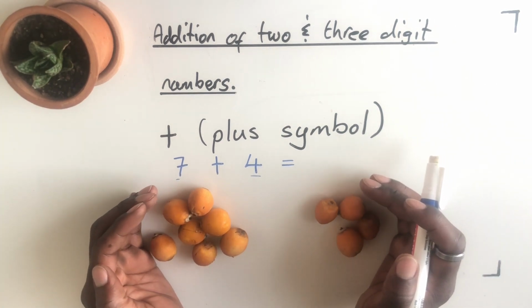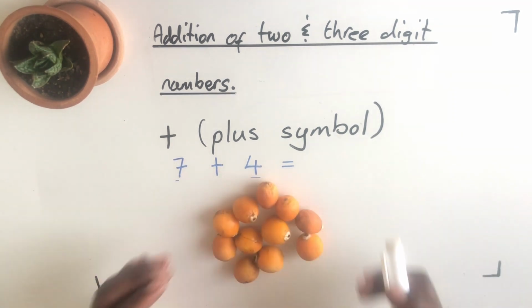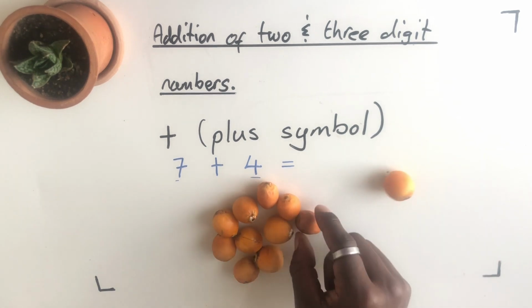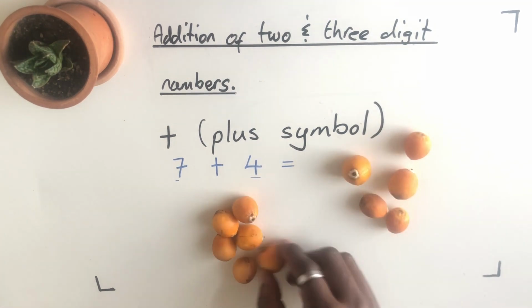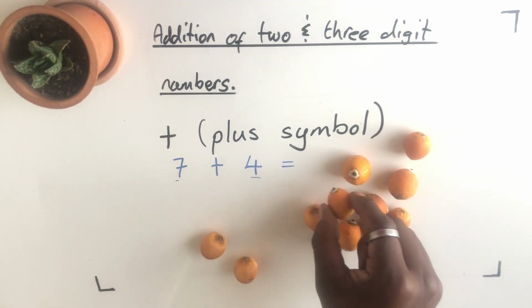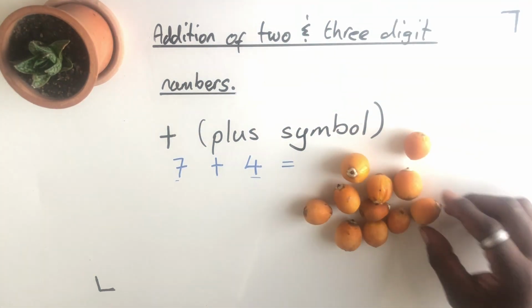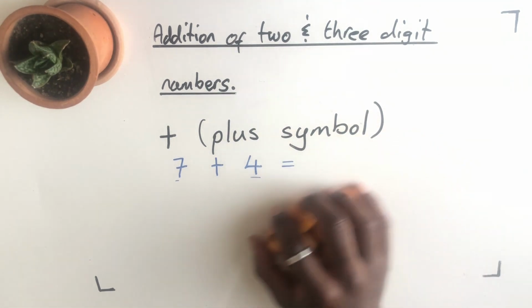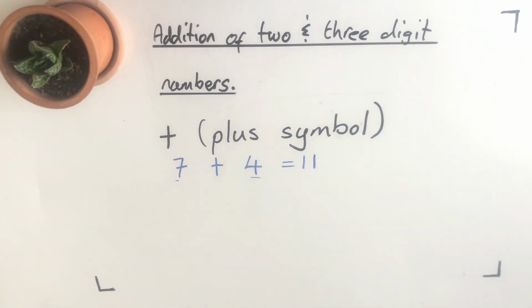Okay, so what it means by finding the total is, what is it when this is all together? Okay, so on this side I have 7, and then on this side I have 4. Now, what happens if I put those together, right? If I put these together, that becomes 1, 2, 3, 4, 5, 6, 7, 8, 9, 10, and 11. Sorry, 11. Okay, so our total is 11, right?